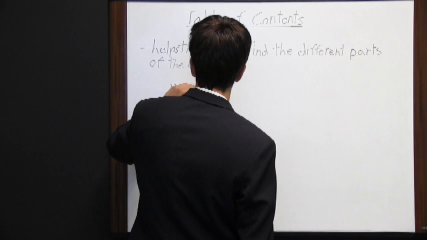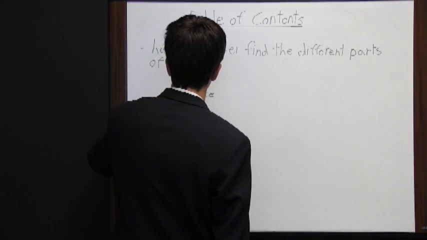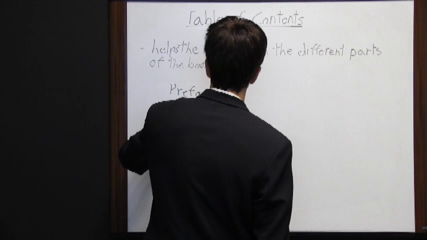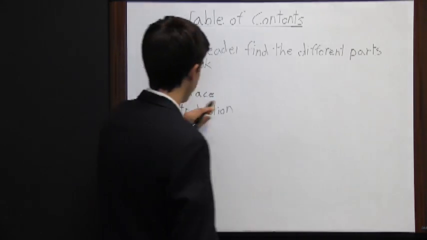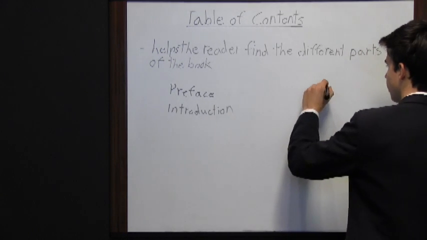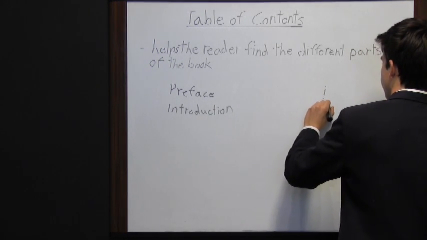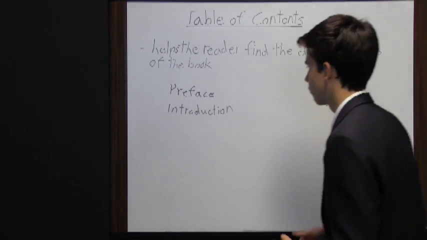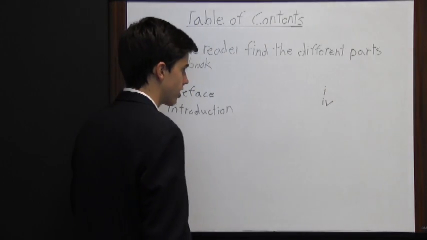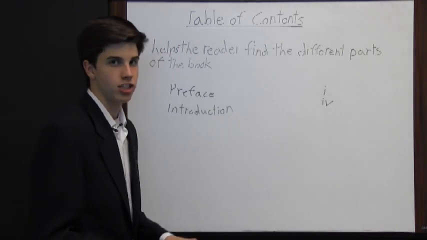First, it'll have any introductory information at the top, like the preface and the introduction. That'll be on the left side. Then on the right side, I'll have the page numbers. But with the preface and introduction, many times it'll have it in Roman numerals. So I'll put I here and then IV right there for page 4. And once you get to the actual meat of the book, the chapters, you're going to have page numbers there.